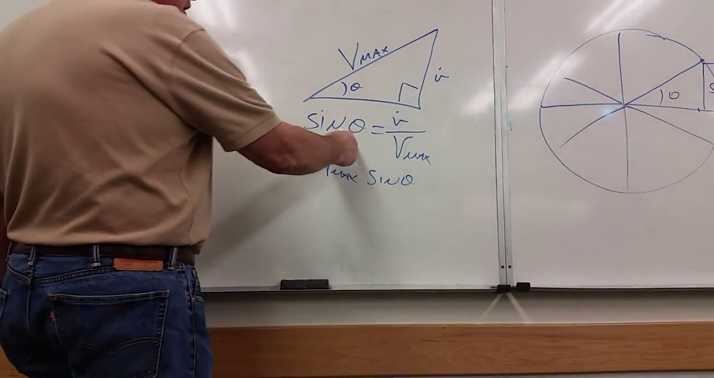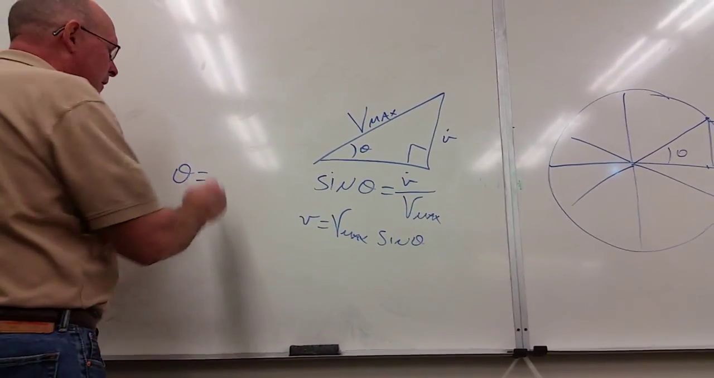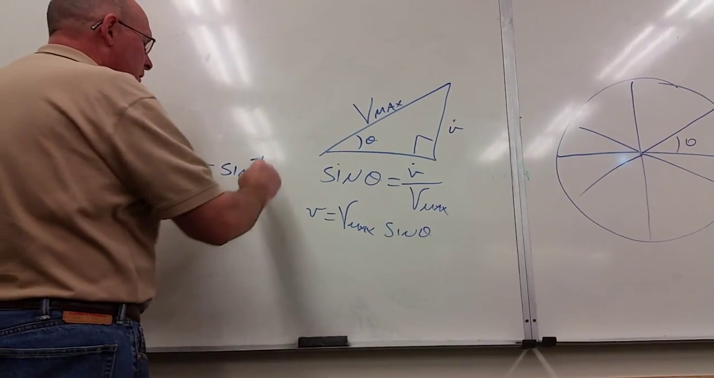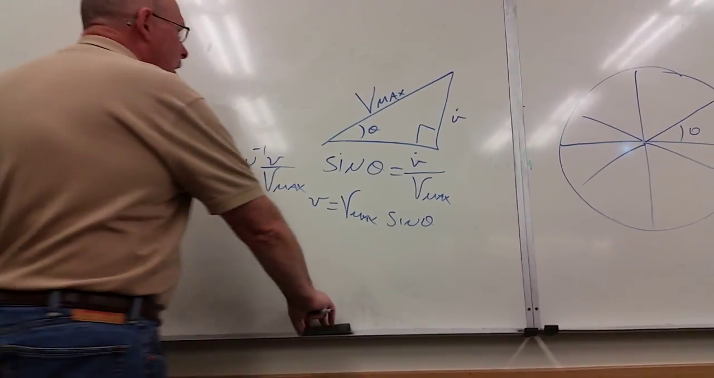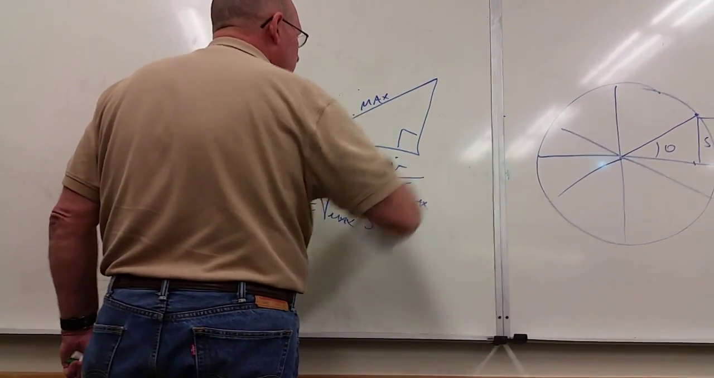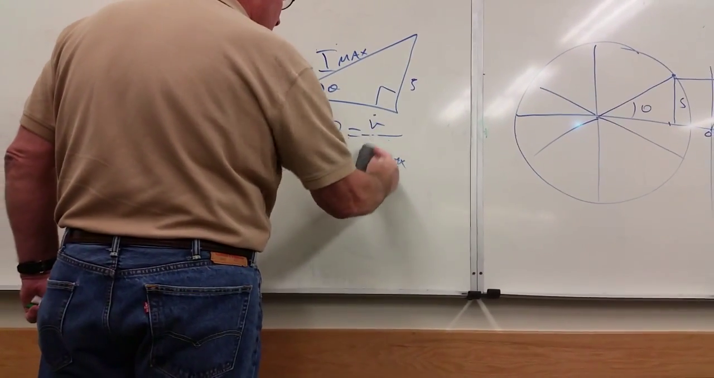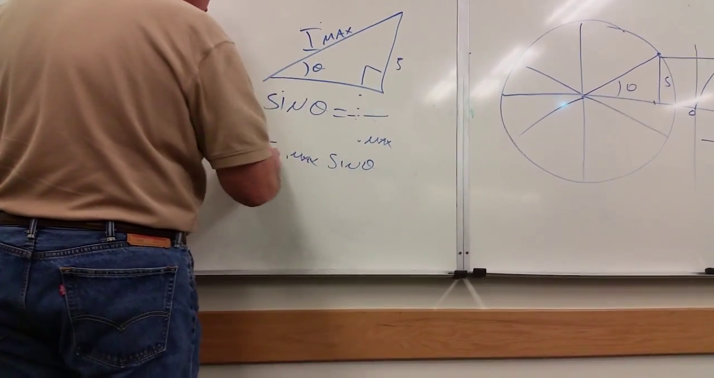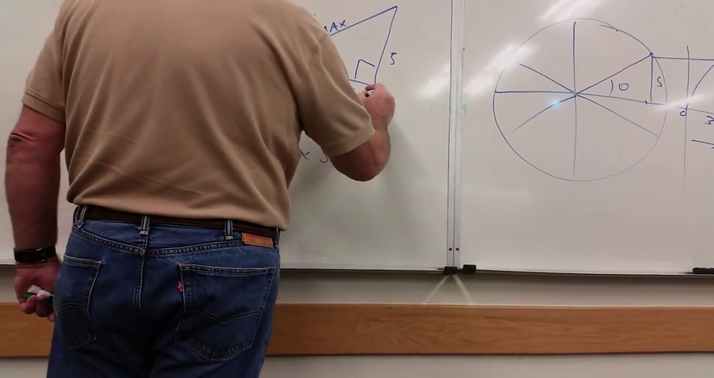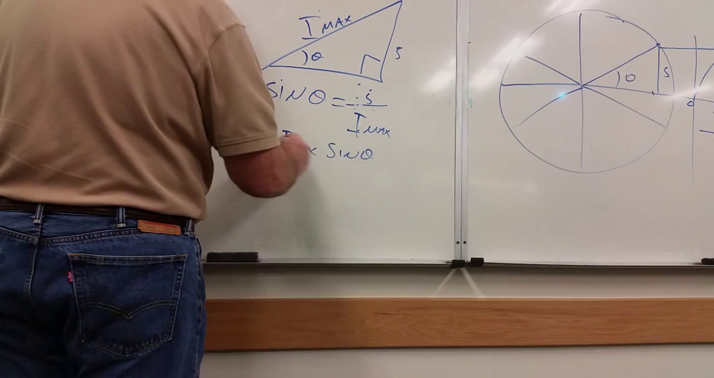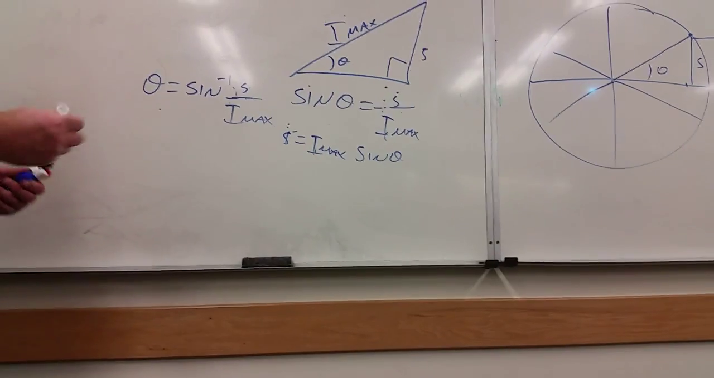And of course, if we want theta, what is it? Sine inverse of the instantaneous over the v max, right? And of course, if we wanted to change this to current, the only difference is what? The letters change. It's the same exact thing. So we just go through here and put instantaneous over I max times the sine of theta. So, same thing, right?